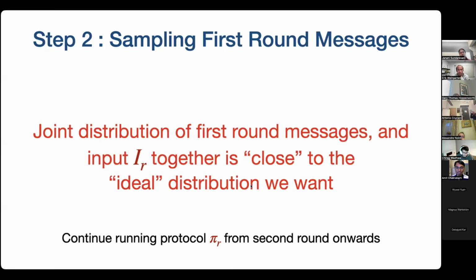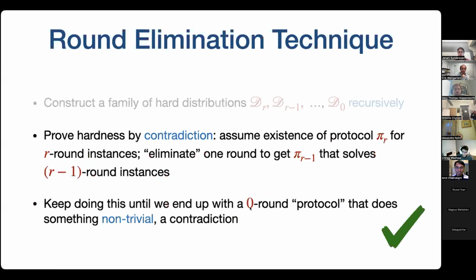Once we have these first round messages, after that, it's not going to be a problem. You can just continue running this protocol PyR just from the second round. Now you're only going to need R minus one rounds, so you'll be okay. You have enough budget to do this. And the rest of the round elimination proof is going to follow almost directly. You found a smaller round protocol and you keep doing this till you end up with a zero round protocol.